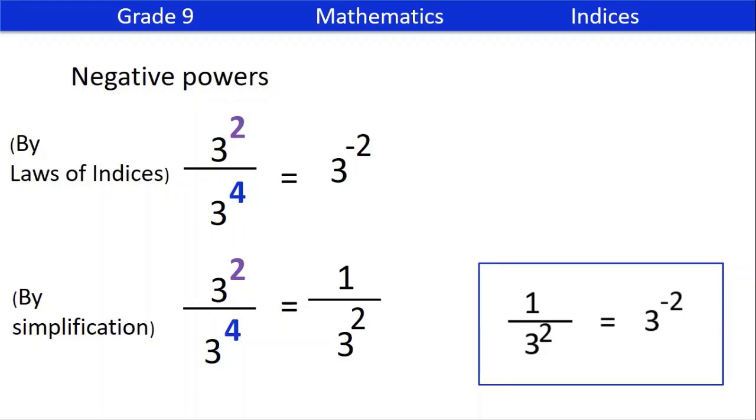So here, for the same problem, we get two different answers by the two different methods. By the laws of indices, we got the answer 3 to the power minus 2, and by simplification, we got the answer 1 over 3 to the power 2. So that means, guys, we can say both these answers are equal. That means we can say 1 over 3 to the power 2 is equals to 3 to the power minus 2. And here you can see there is a negative index, that is minus 2. That means that is a negative power.